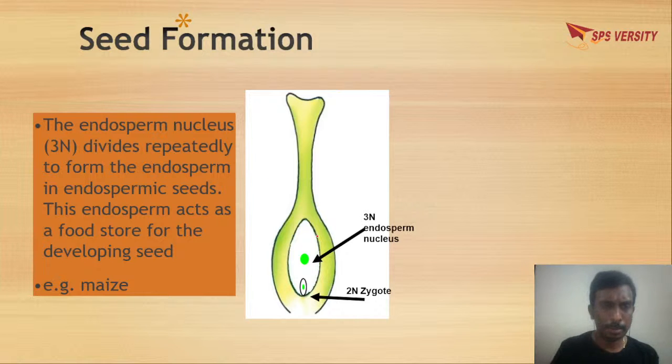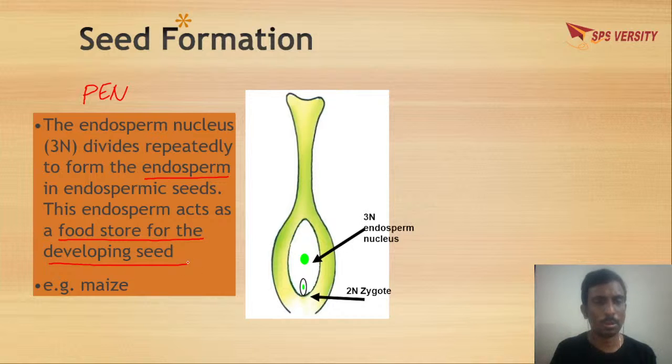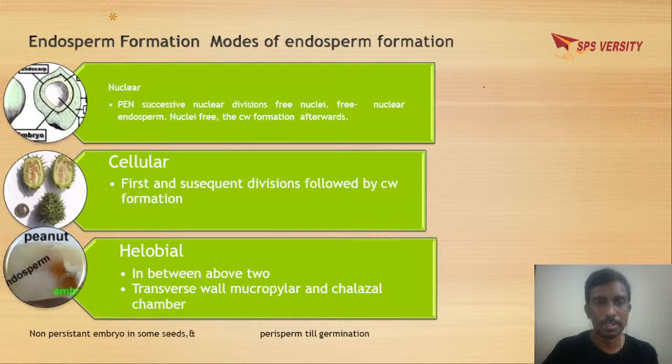Here the primary endosperm nucleus, in short form called PEN, divides to form endosperm. This endosperm acts as a reservoir of food materials in the developing seed, which gives food materials for the development of the embryo. For the development of embryo, it requires food materials. Where it will get these food materials from is the endosperm.